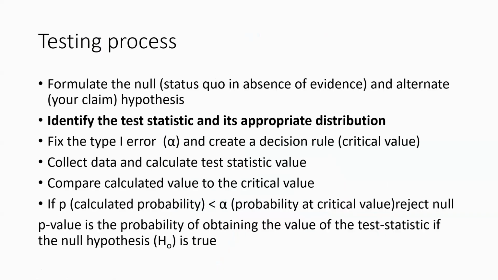Then we look at its appropriate distribution, which is generally a theoretical distribution. The reason why we need knowledge about its appropriate distribution is that once we have calculated the value of the test statistic, we need to compare it to some known standard values. And when we compare it to those known standard values, that is the point where we can decide whether we have enough evidence or not to reject. So the next step is to fix the type 1 and type 2 error.